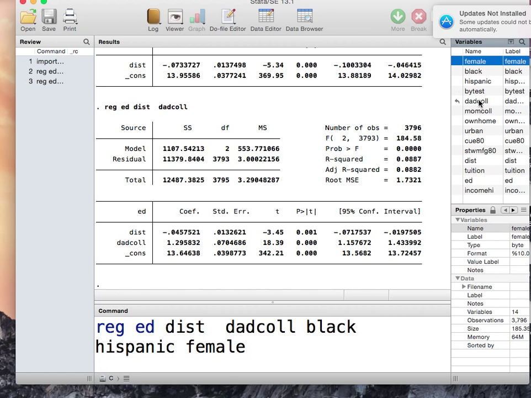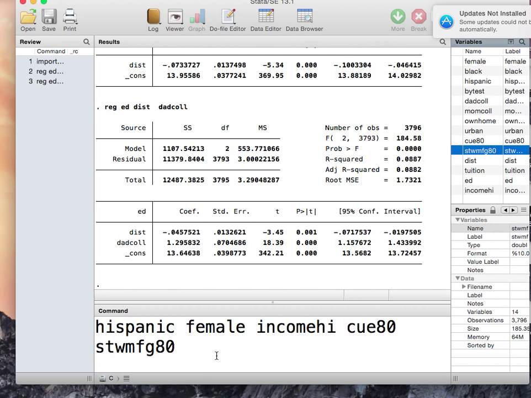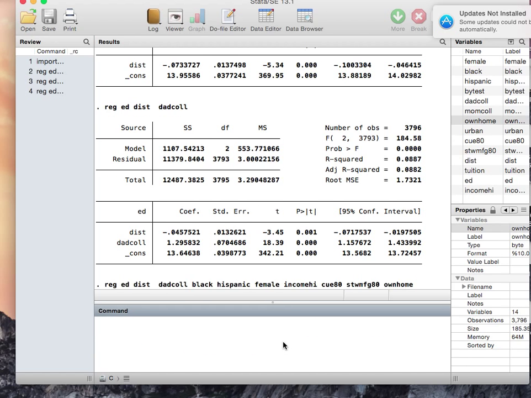And whether the person lives in a higher income household or a low income household, and then there is the unemployment rate in the 80s, and I cannot remember exactly what it is, but it's included as well, so we'll include that. And whether the person lives in an owned home or in a rented apartment. So let's hit enter now.